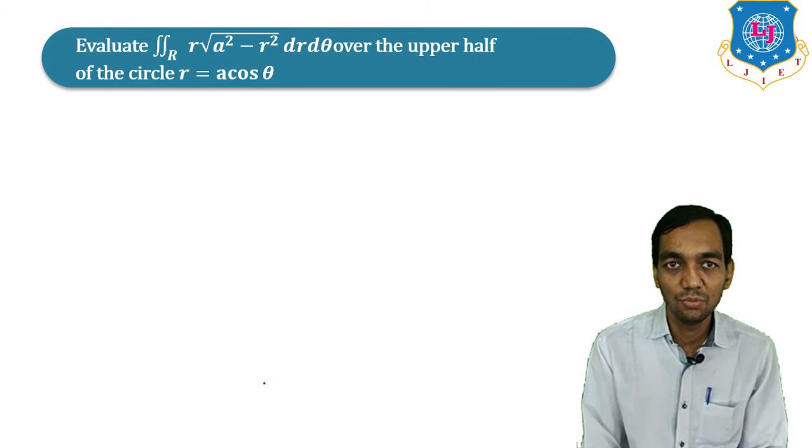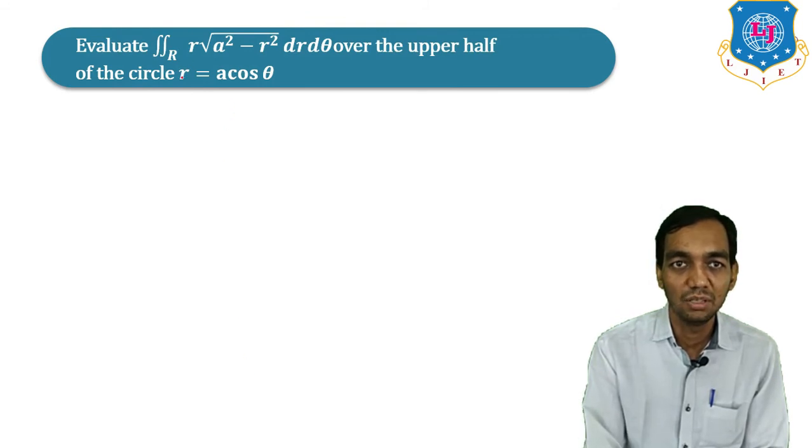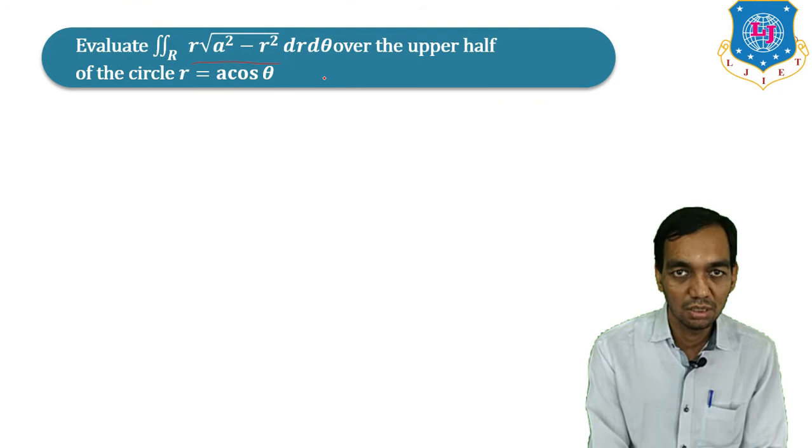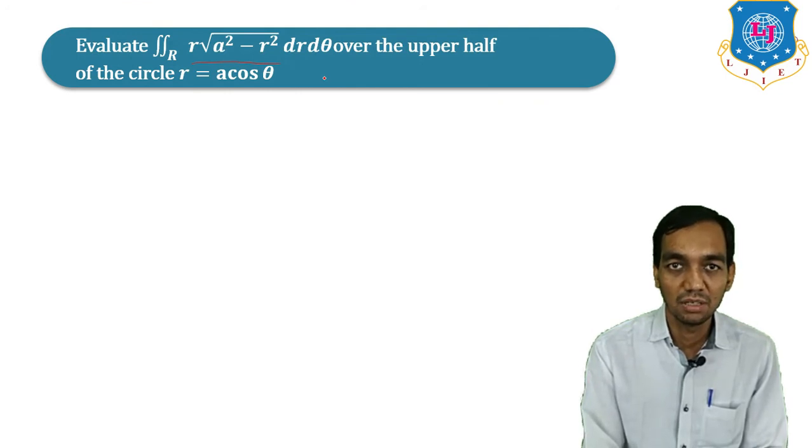Okay. Now we are going on to another example. Evaluate the double integration of r into under root of a square minus r square dr d theta over the upper half circle of r is equal to a cos theta.